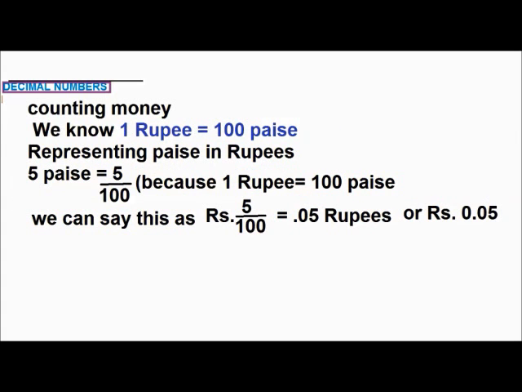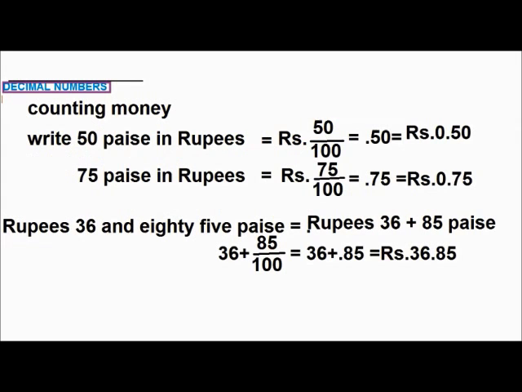Now we know 1 rupee is equal to 100 paise. Representing paise in rupees, 5 paise. 5 paise means 5 by 100, because 100 paise becomes 1 rupee. So because 1 rupee is equal to 100 paise, we can say this as rupees 5 by 100 or 0.05 rupees. Write 50 paise in rupees, 50 by 100, that becomes 0.50, and 75 paise in rupees becomes 0.75 rupees. Rupees 36 and 85 paise becomes rupees 36 plus 85 by 100.